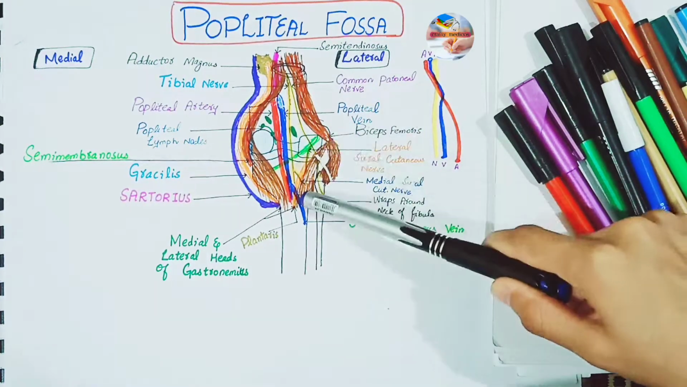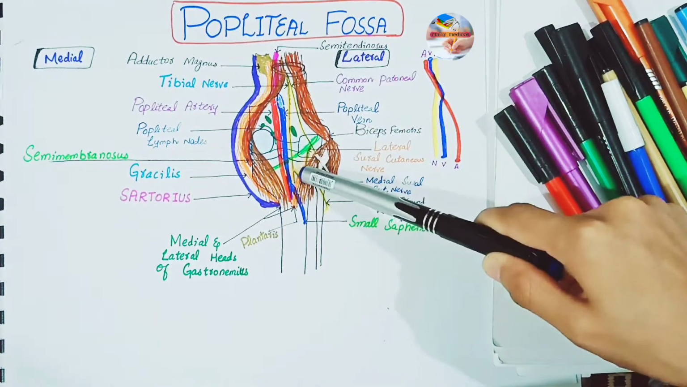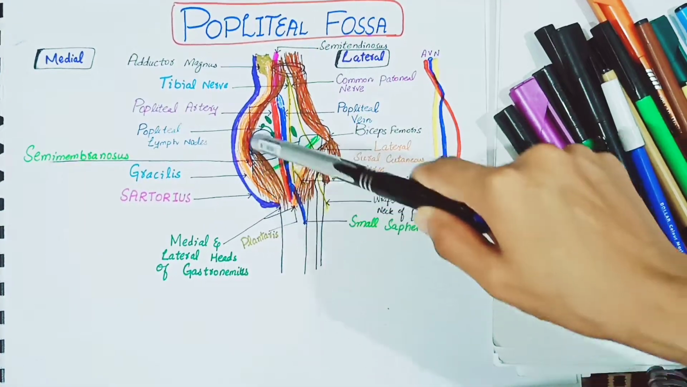Infralaterally it is bounded by the lateral head of the gastrocnemius and plantaris, and inframedially it is bounded by the medial head of the gastrocnemius.